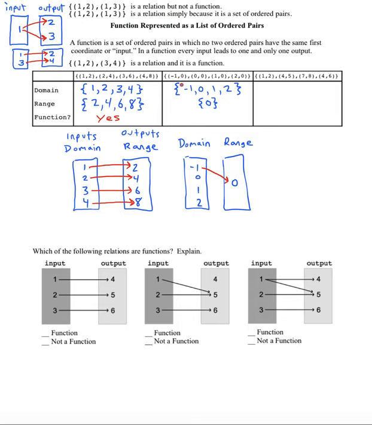Okay, negative 1 leads to 0. 0 leads to 0. 1 leads to 0, and 2 leads to 0. They all lead to 0. Is that a function? It turns out that it is. It's okay for more than one input to lead to the same output.